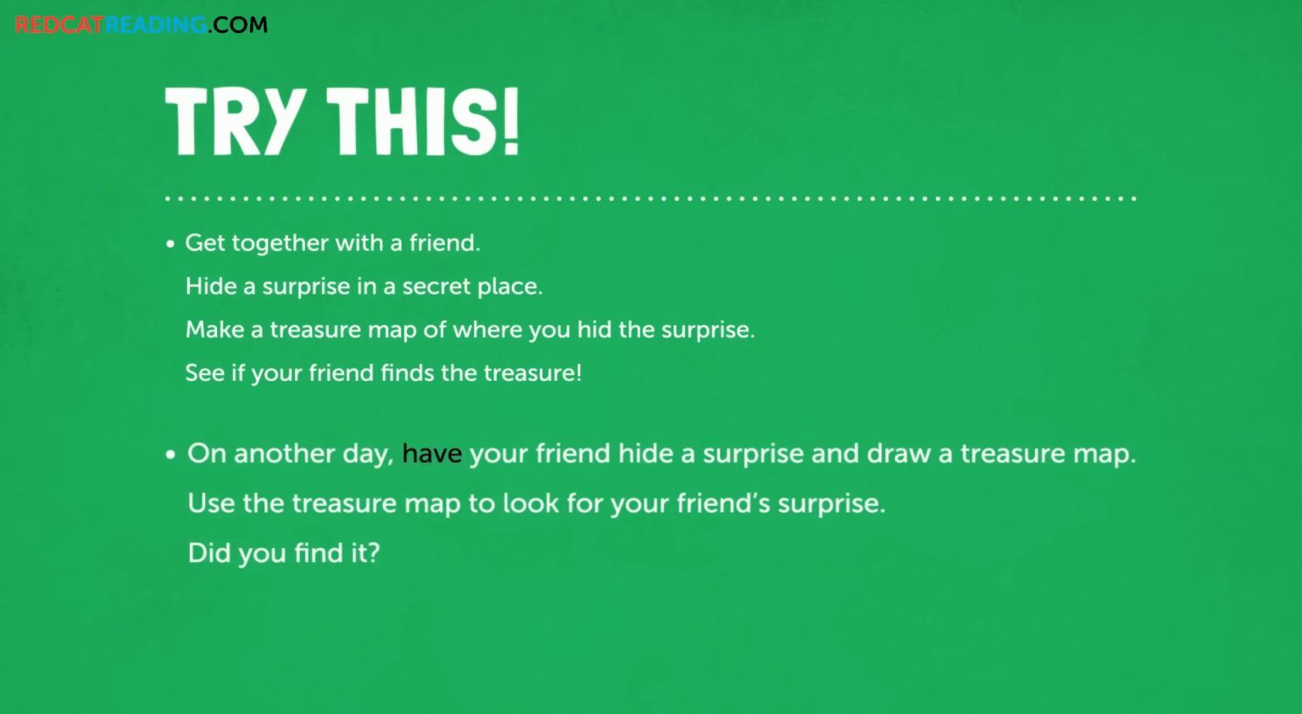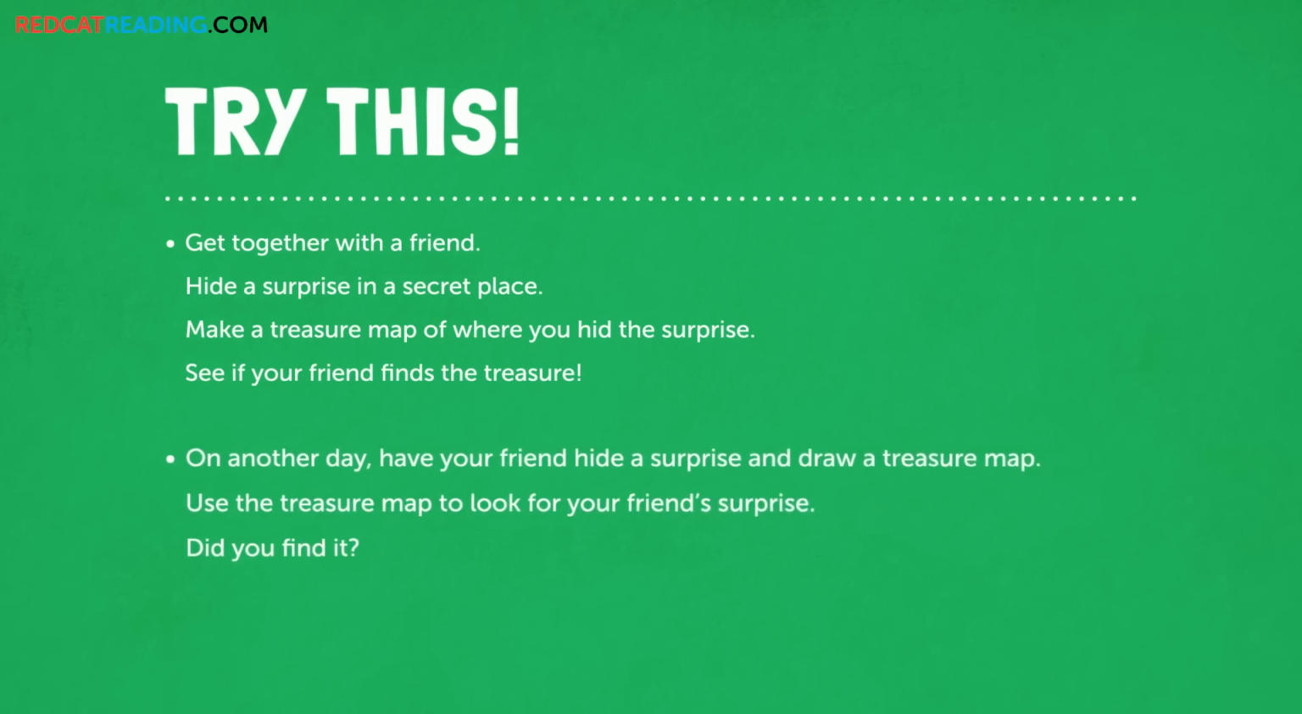On another day, have your friend hide a surprise and draw a treasure map. Use the treasure map to look for your friend's surprise. Did you find it?